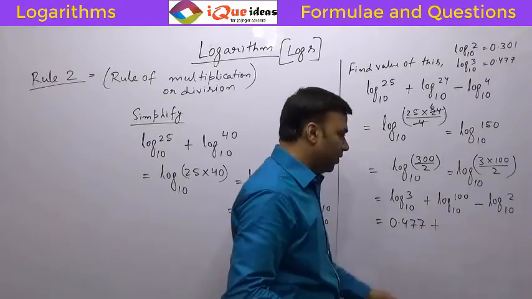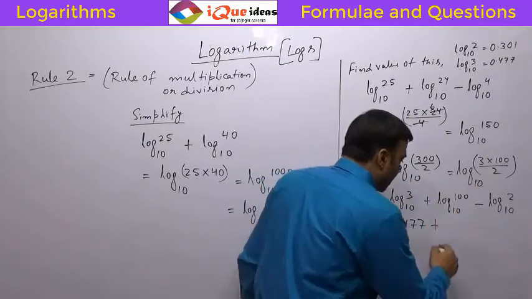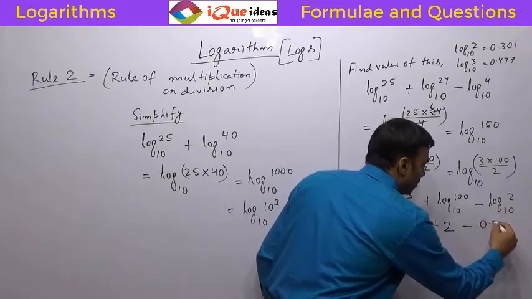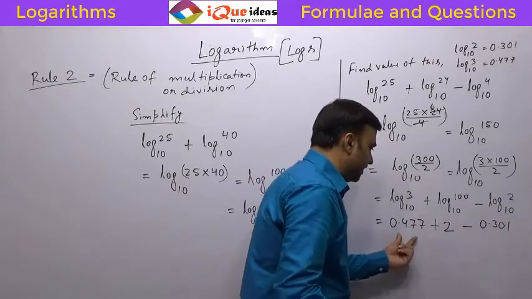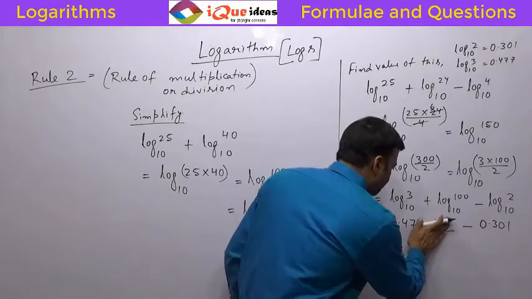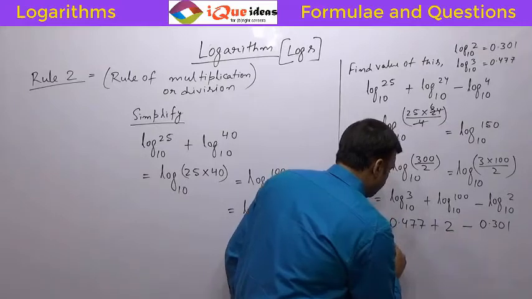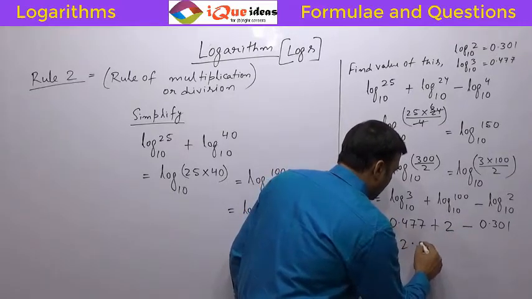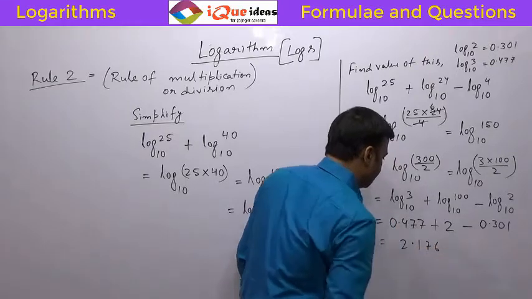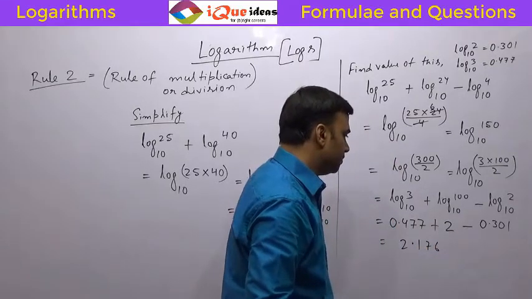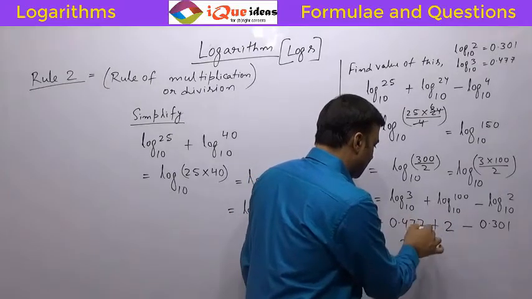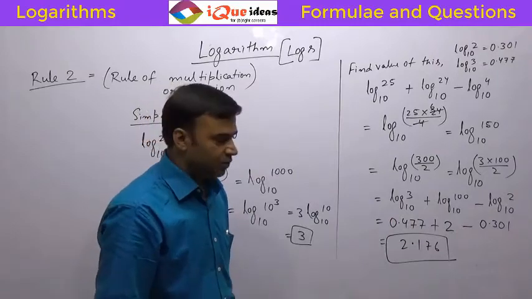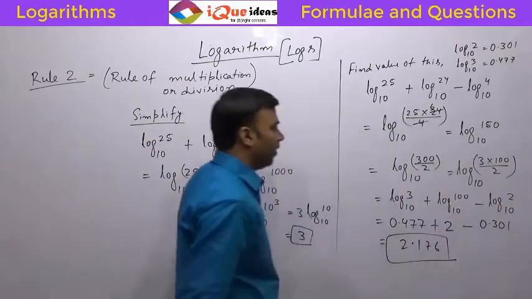So it becomes 0.477 plus. Now we know that 100 is 10 square, so log 100 to the base 10 is 2. Minus log 2 to the base 10, which is given as 0.301. So 0.477 minus 0.301, if you add and subtract the whole thing, it will become 2.176. Alright. So 7 minus 1 is 6, 7 minus 0 is 7, 4 minus 3 is 1. So the final answer of this question is 2.176. So this is the second rule of log.